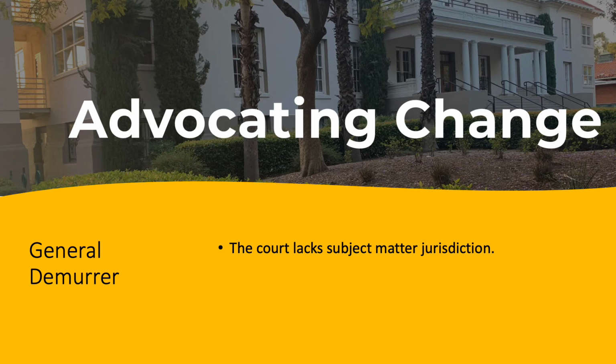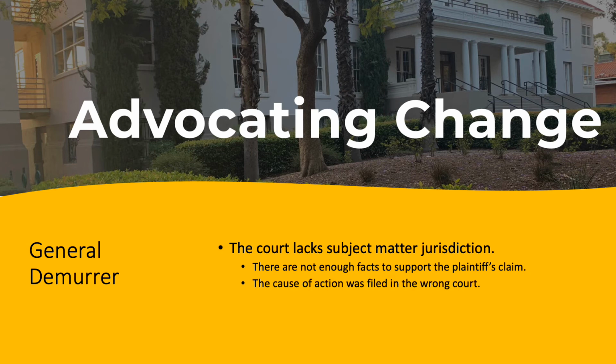There are two types of demurrers. A general demurrer is used to say that the court lacks subject matter jurisdiction. This may be because the complaint fails to state facts sufficient to create a valid cause of action, or the case was filed in the wrong court. If the defect in the complaint can be fixed, the plaintiff will be granted leave of court to amend their complaint. If the defect cannot be fixed, the case will be dismissed.